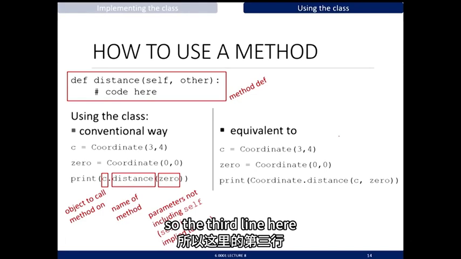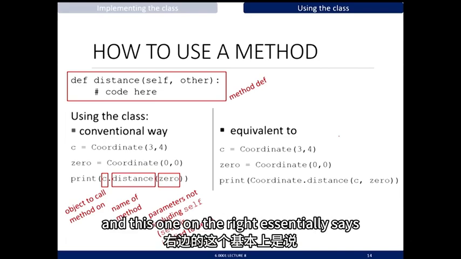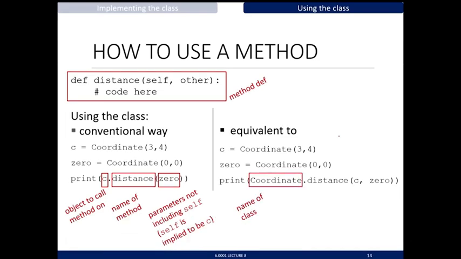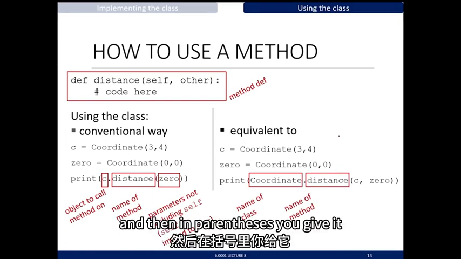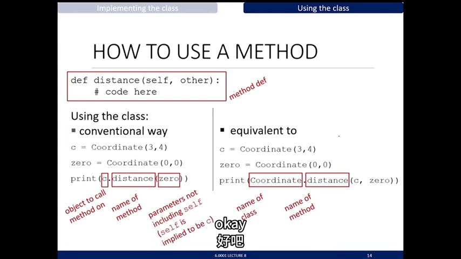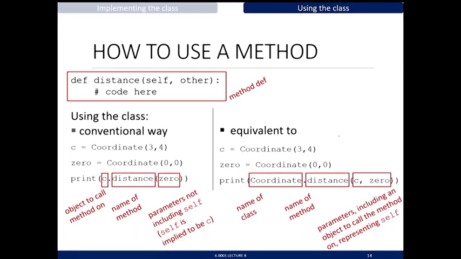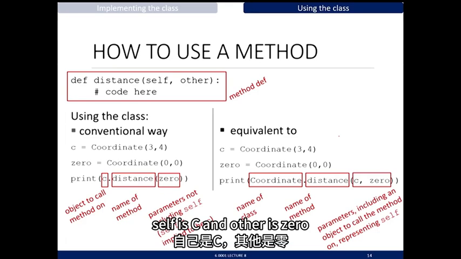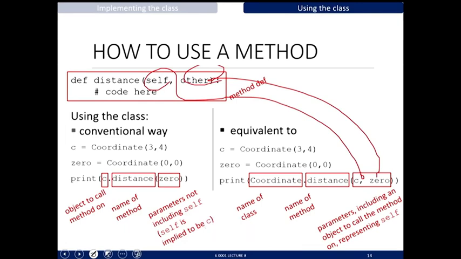So the third line here, print c.distance(0), is equivalent to this one on the right. And this one on the right essentially says, what's the name of the class? Dot notation. What's the method you want to call? And then in parentheses, you give it all of the variables, including self. Okay? So in this case, you're explicitly telling Python that self is c and other is 0. Right? So this is a little bit easier to understand, like that.